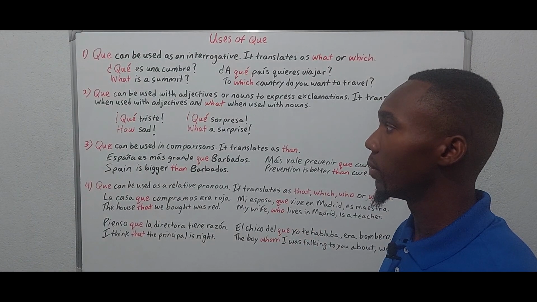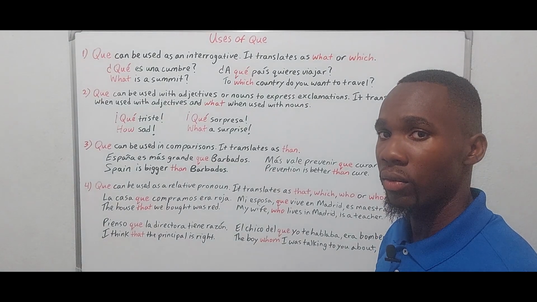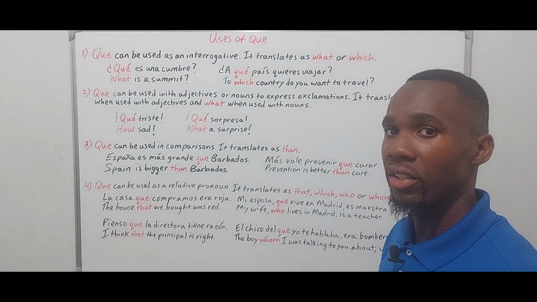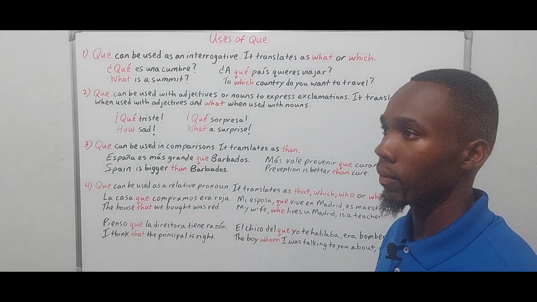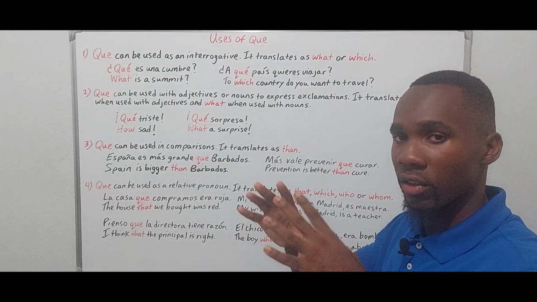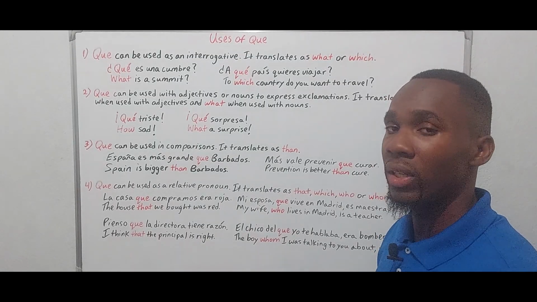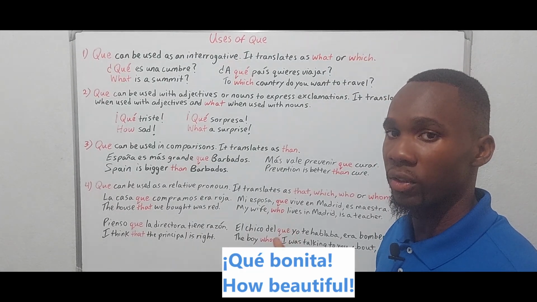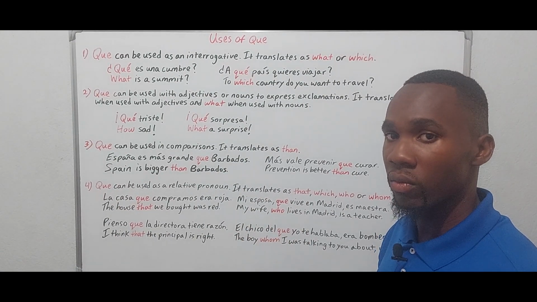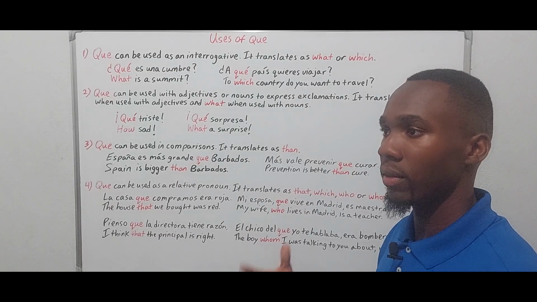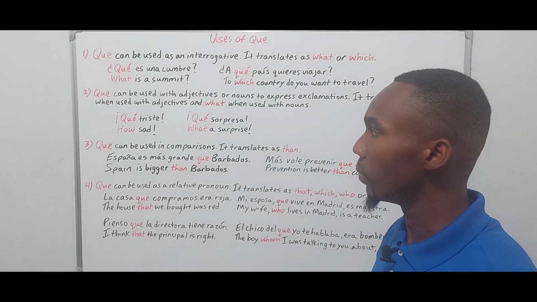Qué triste. How sad. If something happens and we want to use an exclamation, we can say qué triste. If there's a house that is very beautiful, we could say qué bonita. How beautiful. And of course, our adjective must agree with the noun in terms of gender and number. Muy bien.